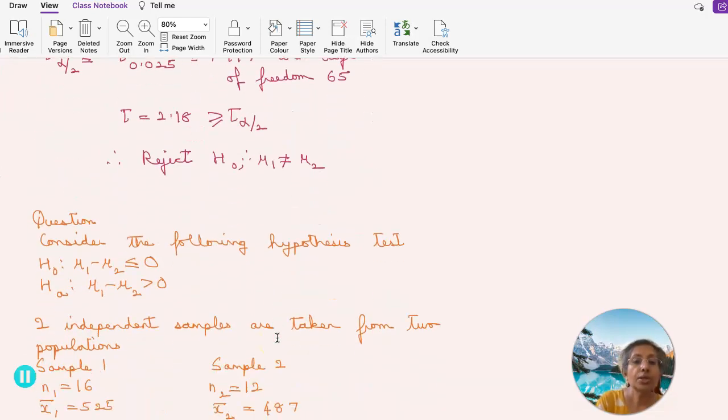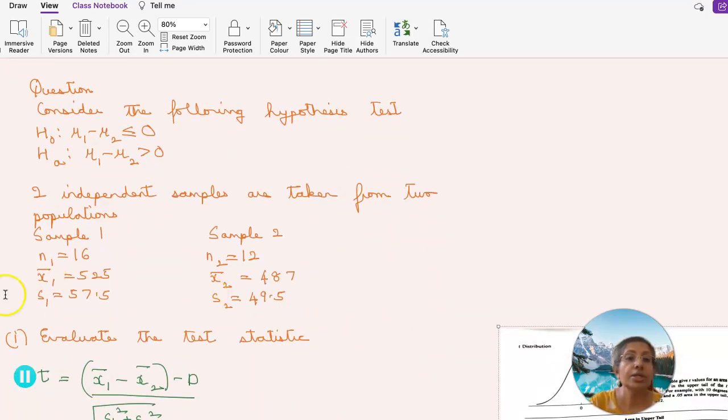Question 2. Coming to question 2, consider the following hypothesis test. The null hypothesis h0 is mu1 minus mu2 less than or equal to 0. Alternate hypothesis is mu1 minus mu2 greater than 0. Two independent samples are taken from the two populations. So again you have sample 1, sample 2, n1, n2, x1 bar, x2 bar, s1 and s2.